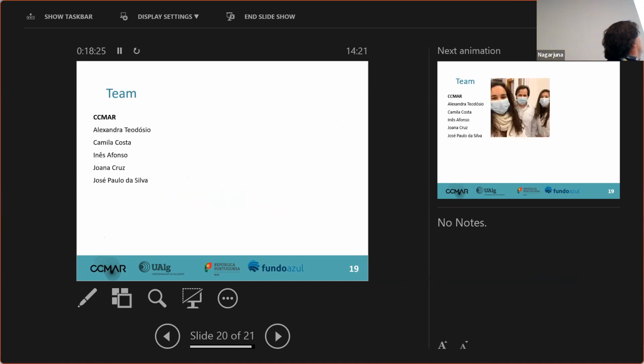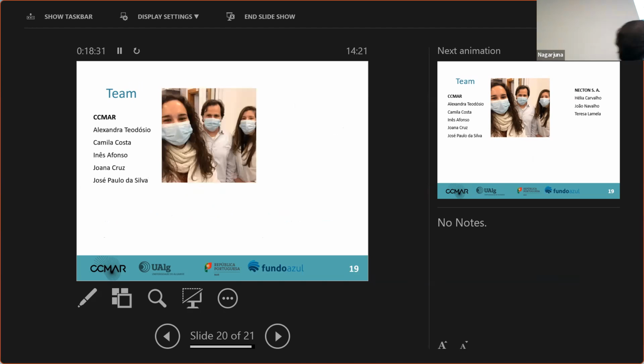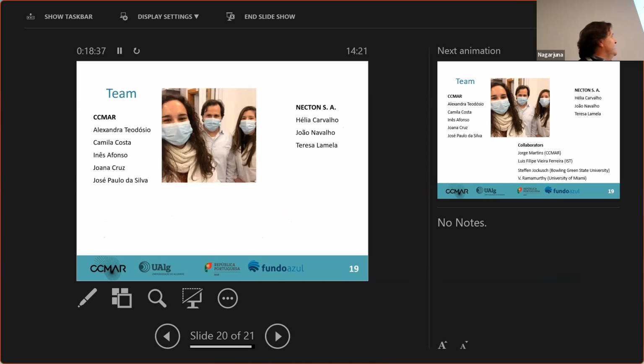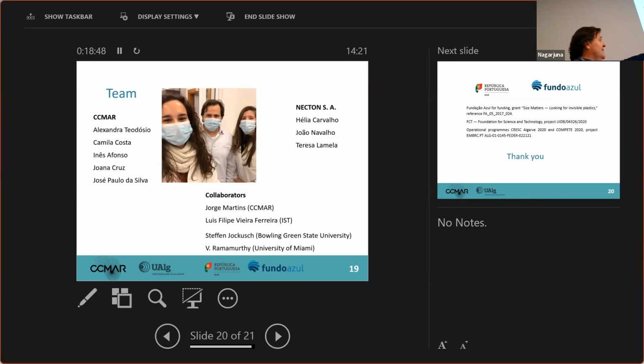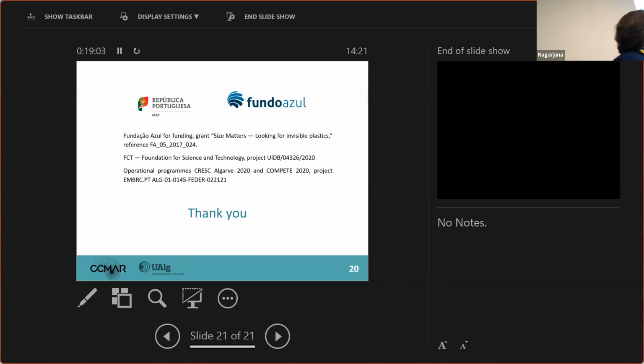Okay? So now the team is this group of 5 persons. Here there's the 2 students, that's Inês and Camila, that worked in this specific project. We have also collaboration with a company that is producing salt and microbiology, that is Necton. And here some other collaborators, George from CCMAR, Luis Filipe from the Technical University of Lisbon, and Stefan and Ramamurthy from the US. Okay, and finally, our sponsors, and thank you for your attention.